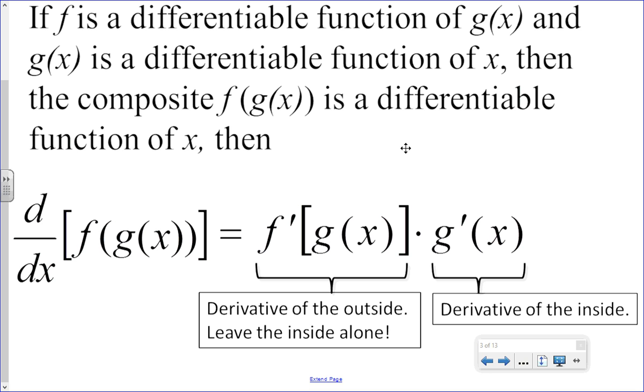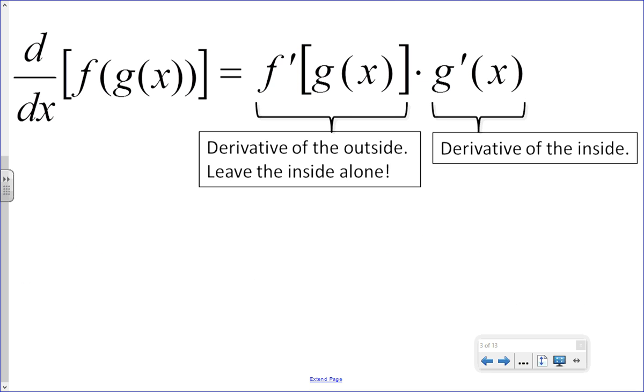Okay, so what happens? We have the derivative of, leave the inside alone. So we take the derivative of the outside function and leave what's inside the same. But then we multiply by the derivative of what's inside. Okay? Why does it work like this?